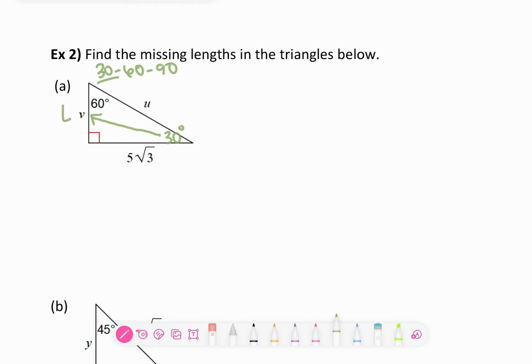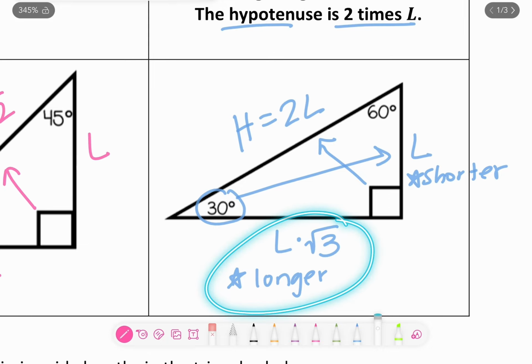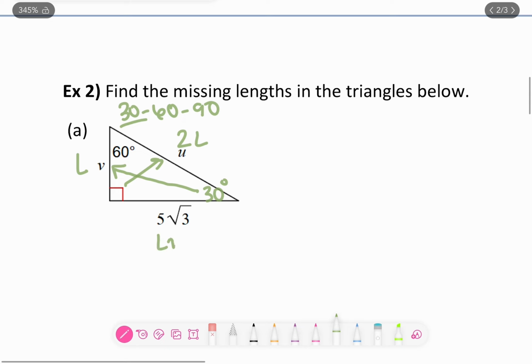Okay, so we don't know what L is right now because that's labeled as a V and we don't know what it is. Okay, our hypotenuse is going to be 2L. So U is going to be 2L. And then the longer leg, and we can look back to the front so you can see why I'm doing this, that longer leg is always going to be L square root 3. So this longer leg is going to be L square root 3.